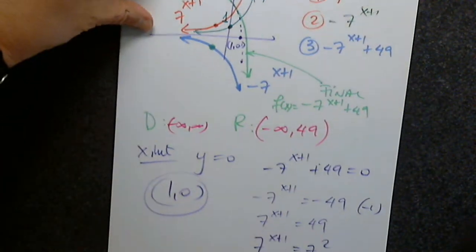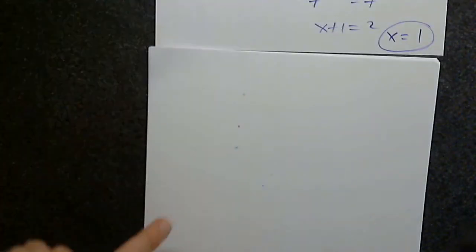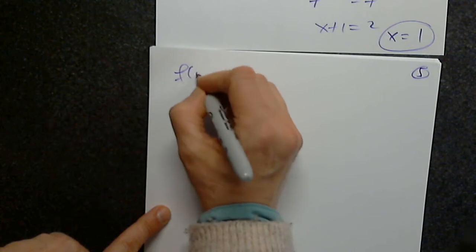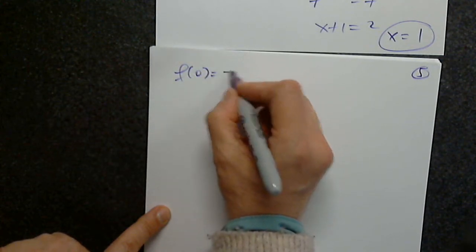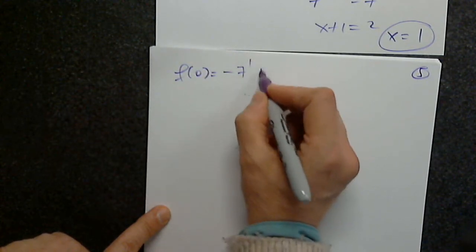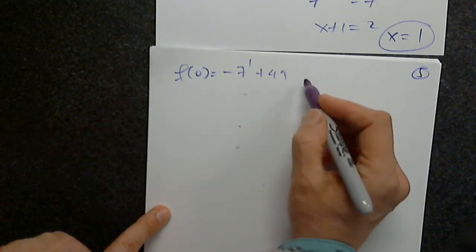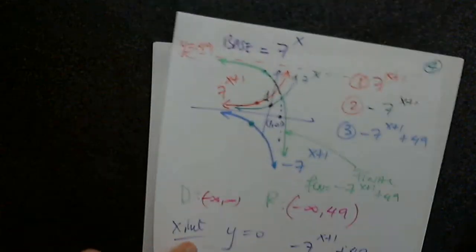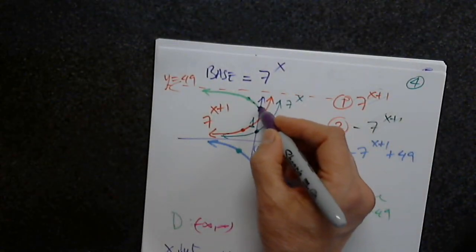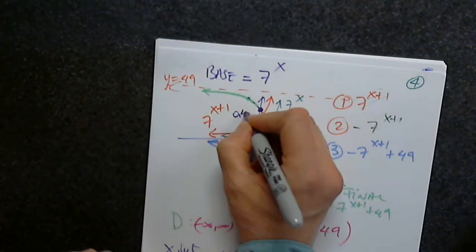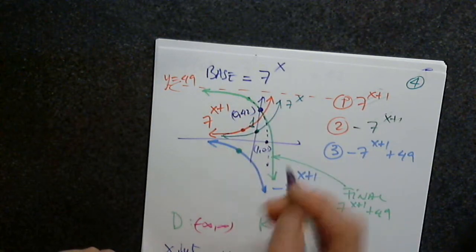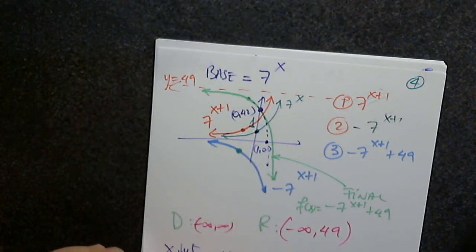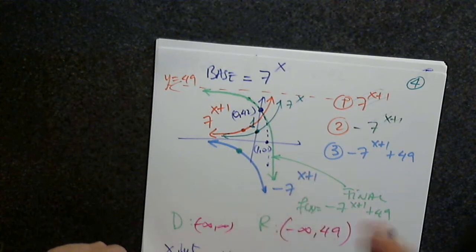Okay, how do I find the y-intercept? Excellent. So f of 0 will be negative 7 to the first power plus 49. So this will be 42. It should have been (0, 42), as this should have been (1, 0). So for a problem that has a bigger number like this, you're okay with us showing?